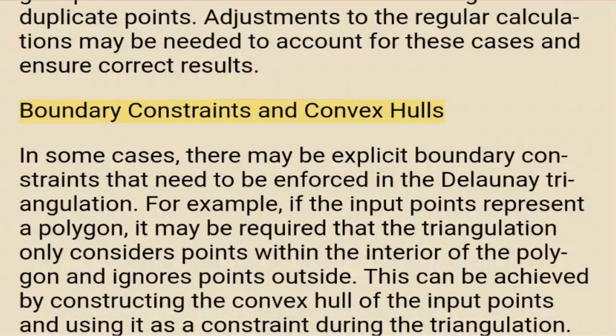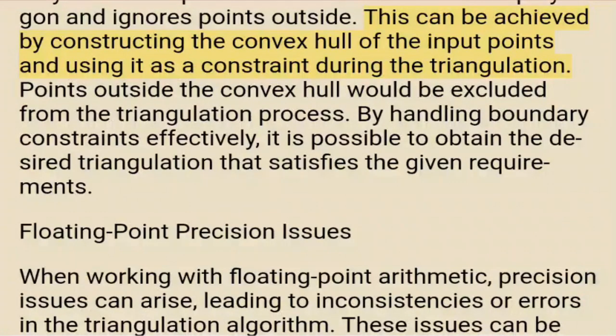Boundary constraints and convex hulls. In some cases, there may be explicit boundary constraints that need to be enforced in the Delaunay triangulation. For example, if the input points represent a polygon, it may be required that the triangulation only considers points within the interior of the polygon and ignores points outside. This can be achieved by constructing the convex hull of the input points and using it as a constraint during the triangulation. Points outside the convex hull would be excluded from the triangulation process.